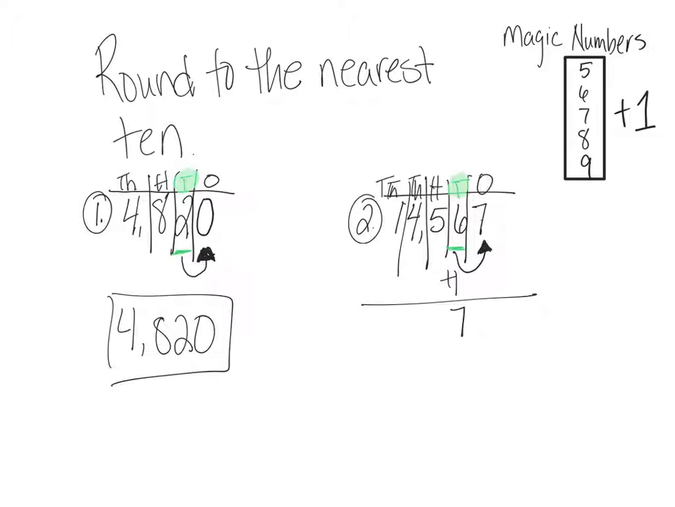And then all we do next is bring down the numbers before. So we have 5, 4, 1. Remember the comma. That 7 that we used to round up is going to turn into a 0. So now the number that 14,567 rounds up to will be 14,570.